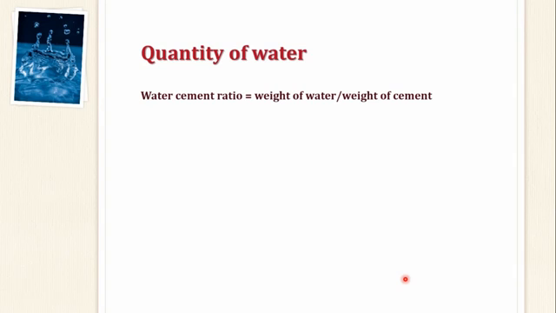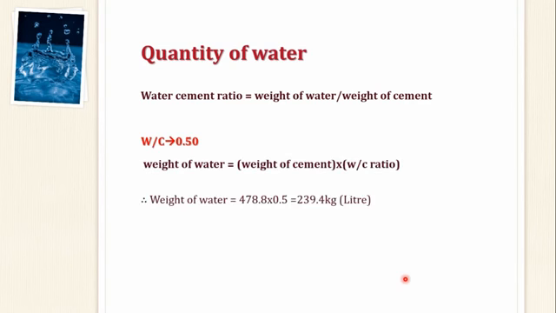Now let's see how much quantity of water is needed in 1:3 ratio. As we know that water cement ratio equals weight of the water divided by weight of the cement. In this case also I am considering W by C ratio as 0.5. So multiply the weight of the cement with 0.5 to get the weight of the water, that is 239.4 kg.